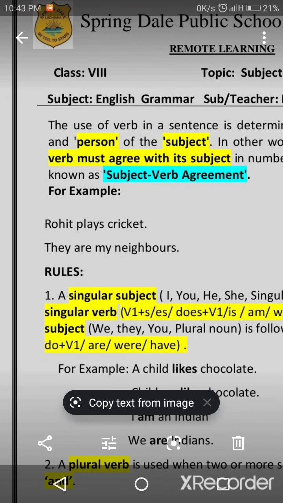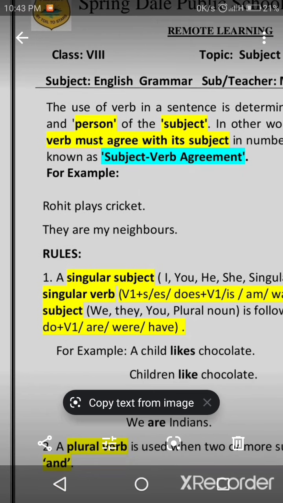For example, Rohit plays cricket. In this, Rohit is the subject and it is singular. So according to the singular subject, we have used the verb plays, and it is a singular verb, right? The next sentence is, they are my neighbors. Now here third person pronoun is used, that is they, and they is a plural subject. So according to plural subject, the verb are is used.